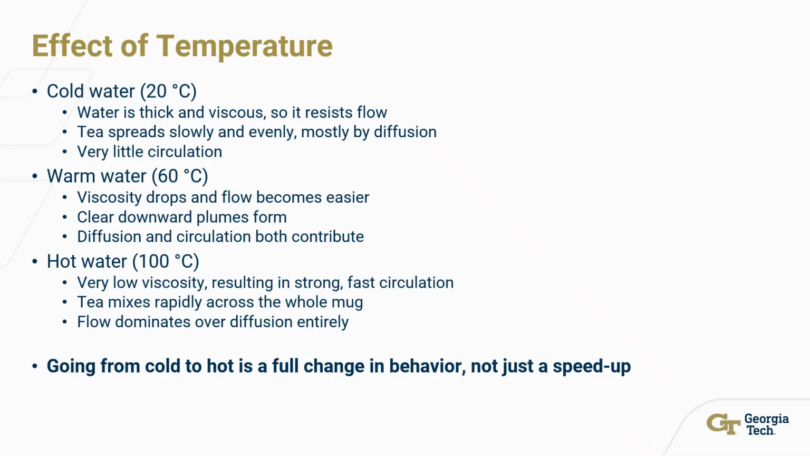And in this regime, we do see that those convection currents are the primary reason why the tea is mixed. And we see that going from cold to hot water doesn't just make diffusion go faster, it changes the physics so that we go from a regime where diffusion is the main cause for mixing to a regime where convection is the main cause for mixing.